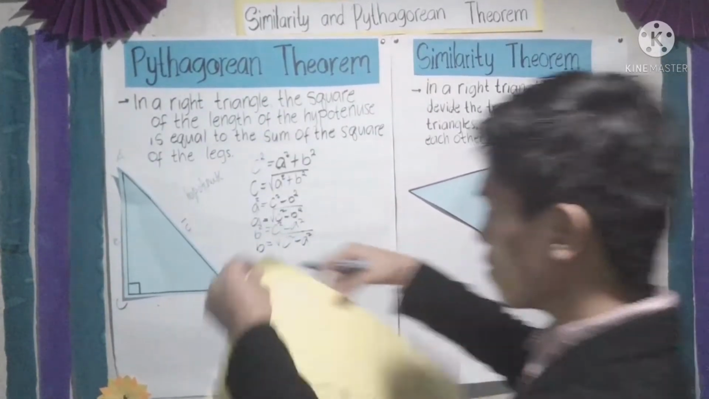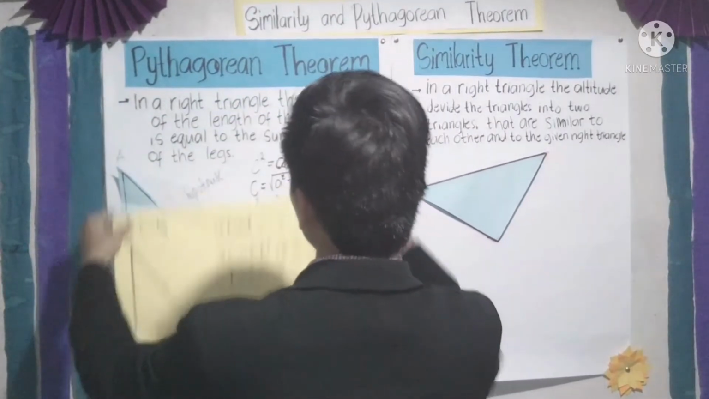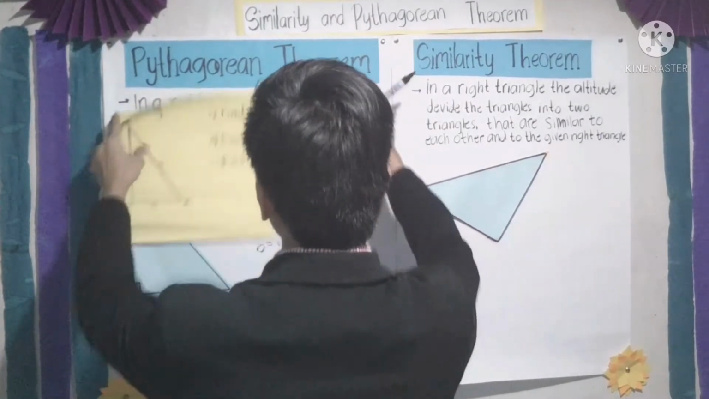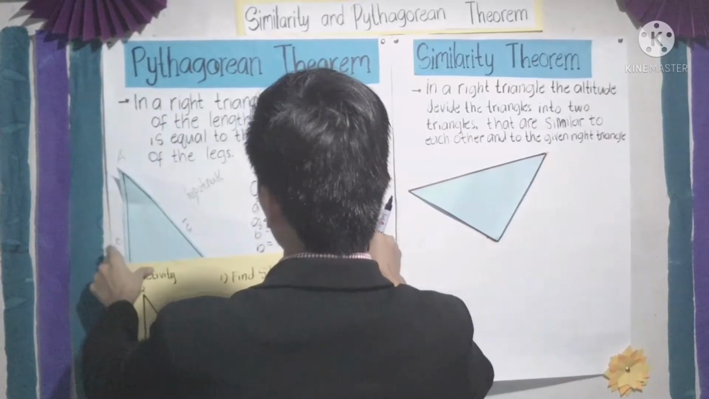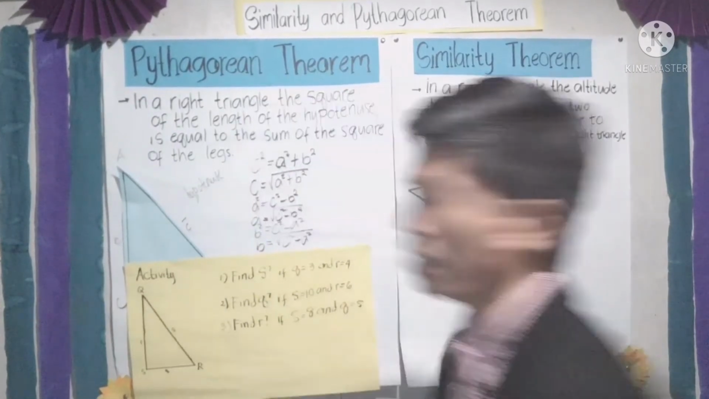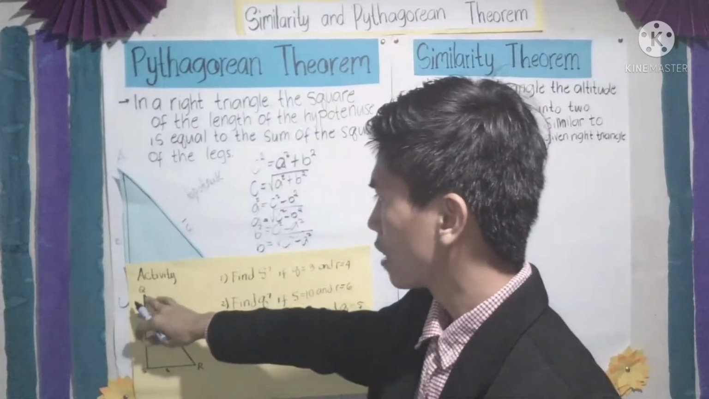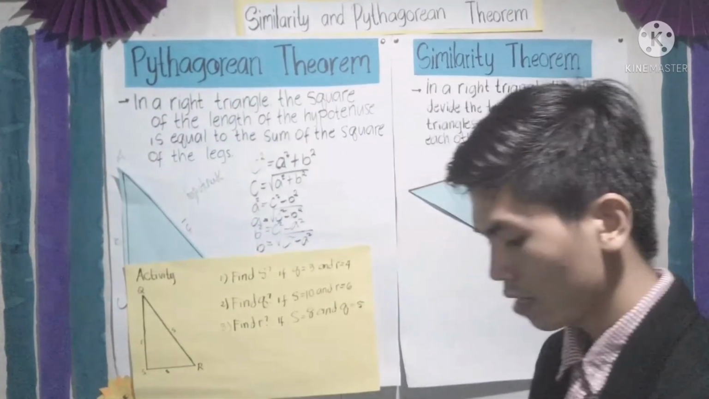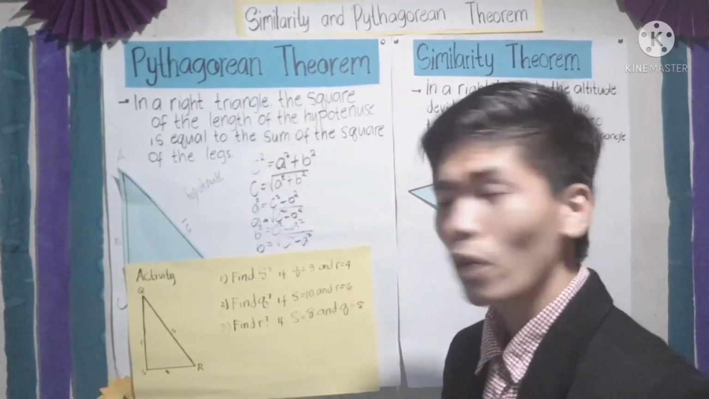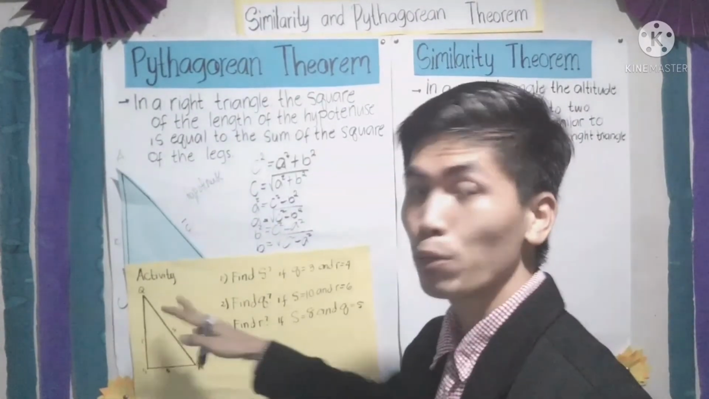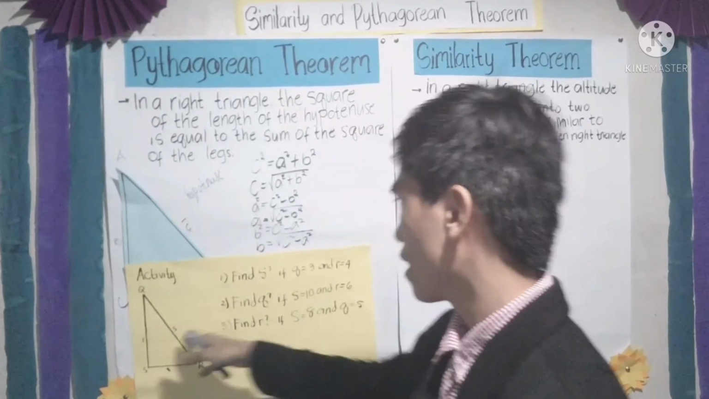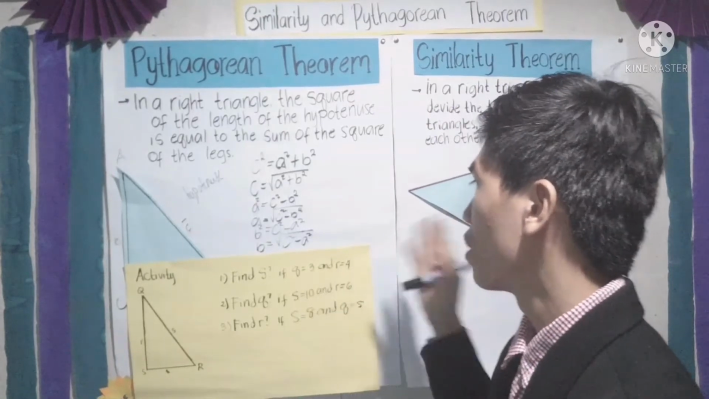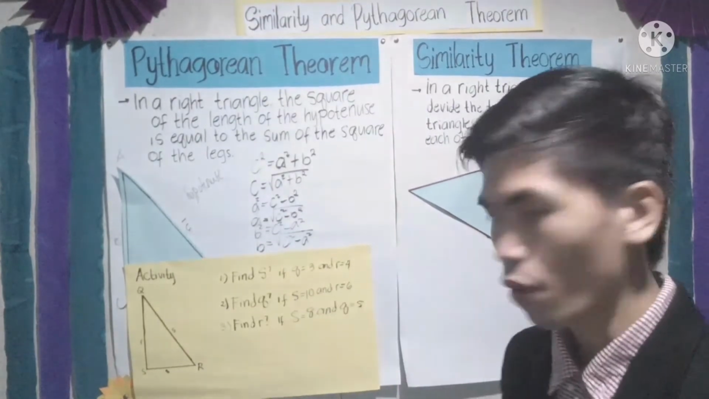Okay? So now we will have an activity for you to learn more and understand the Pythagorean theorem. Just for example, this right triangle QRS. Now we will find the hypotenuse, side s, if the value of q is 3 and the value of r is 4.